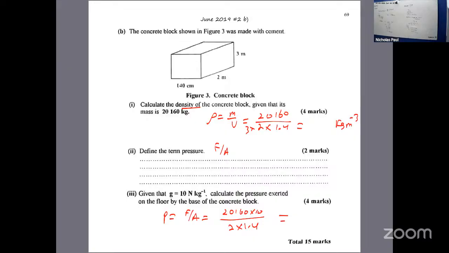So this one is 72,000 tons. And the one on top is 2,400. Right? All right, nice. Right, so that's our hydrostatics there.